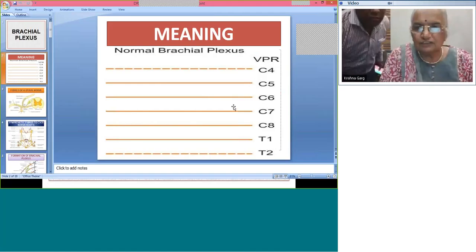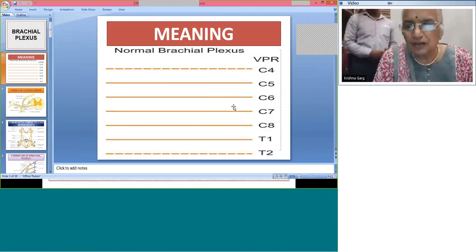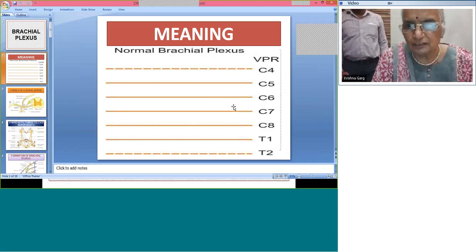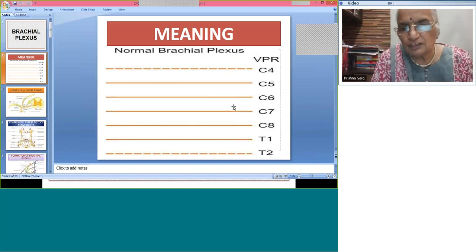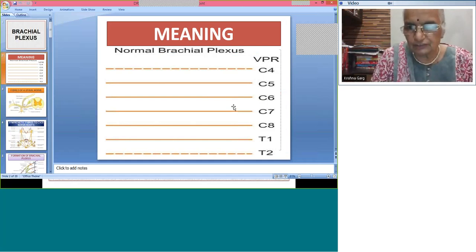The brachial plexus is formed by the ventral primary rami (VPR) of cervical 5, 6, cervical 7, 8, and T1 segments of the spinal cord. The ventral primary rami of C4 and T2 give a very small contribution. So normally it is formed by C5 to C8 cervical segments and T1 thoracic segment.